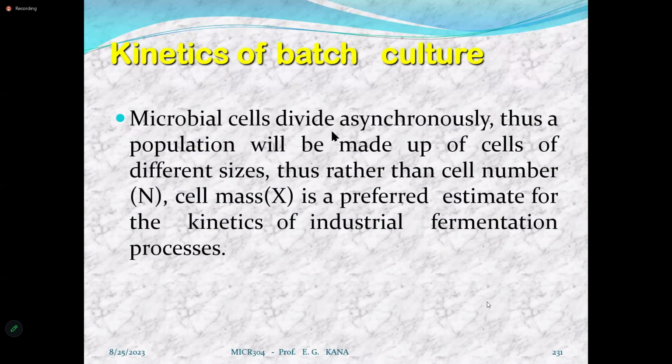Now, cells divide asynchronously, thus a population is made up of cells of different sizes. Therefore, rather than cell number, cell mass is very often preferred for industrial processes. Industrially, rather than cell number, you're going to encounter very often the biomass concentration, X, not N.